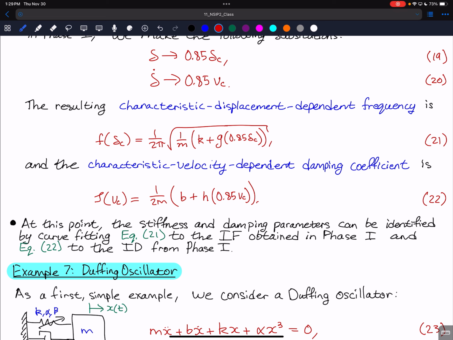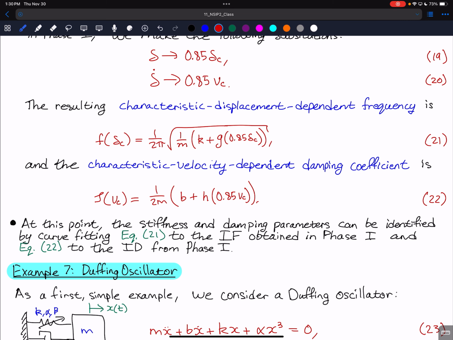Okay, so at this point, we have created both these equations, and we can just do a curve fitting procedure between the instantaneous frequency we obtained in phase 1 and the instantaneous damping from phase 1 as well. And then from that, we can directly identify the parameters. So once you get to this point, you've done all of the heavy lifting, and you're at the point where you can fit a model and then start validating that model.